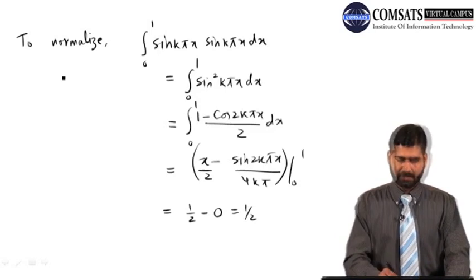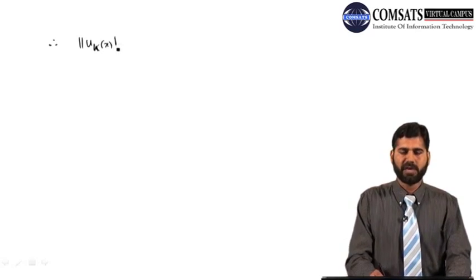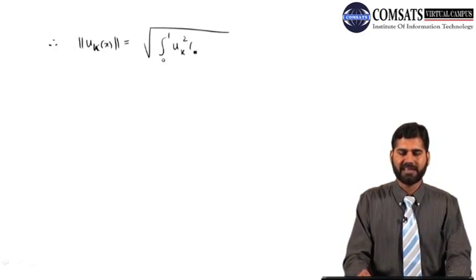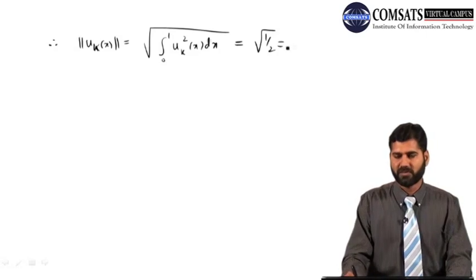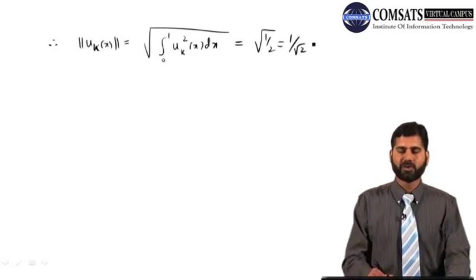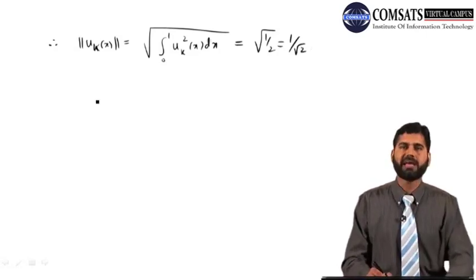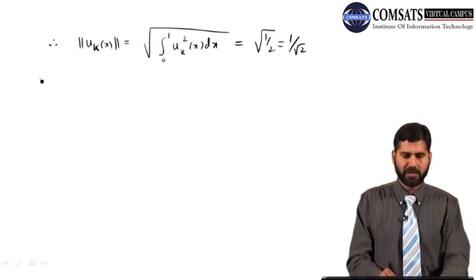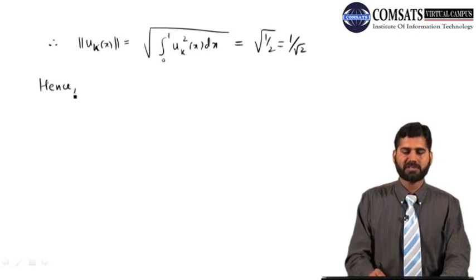So what is the norm? Therefore, the norm of u k of x is the square root of the whole thing, the integral from 0 to 1 of u k squared x dx. That will make it the square root of 1 by 2, which is 1 over the square root of 2. So you need to divide by this to make the eigenfunctions normalized. Hence, what we call the normalized functions, we were calling them phi k of x.